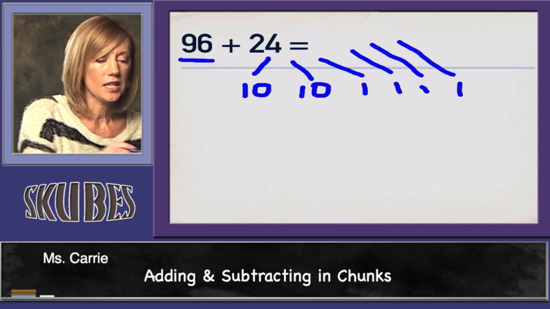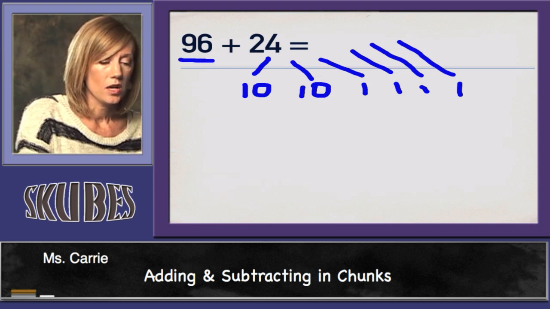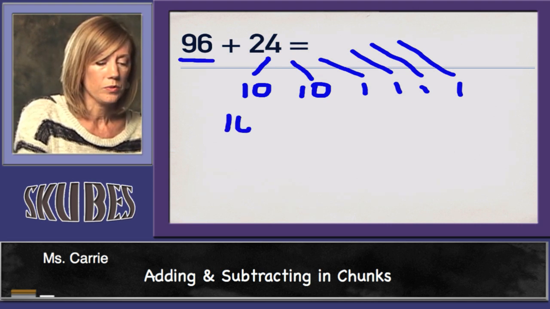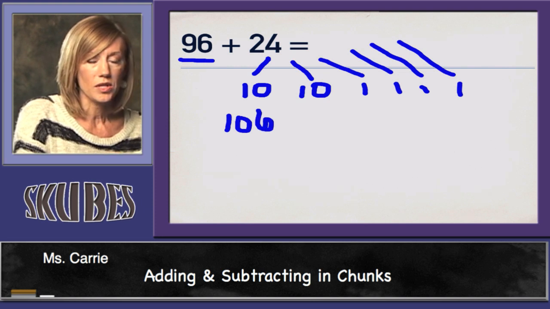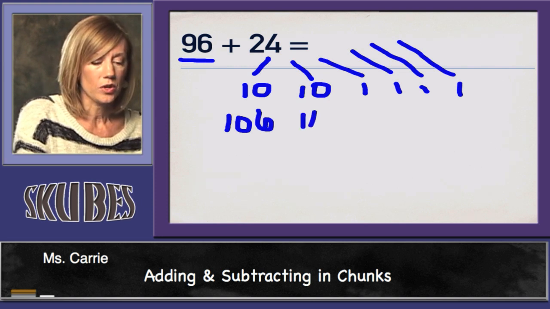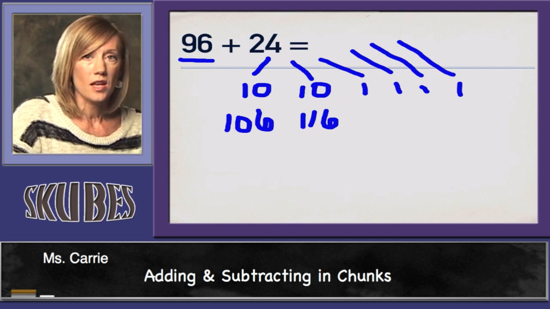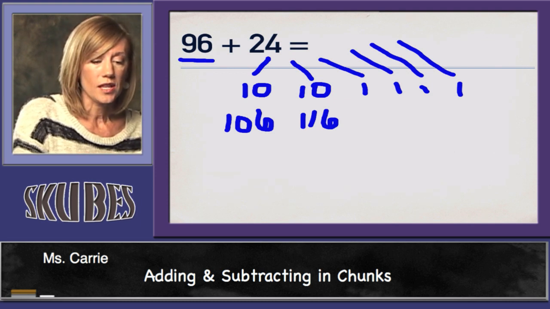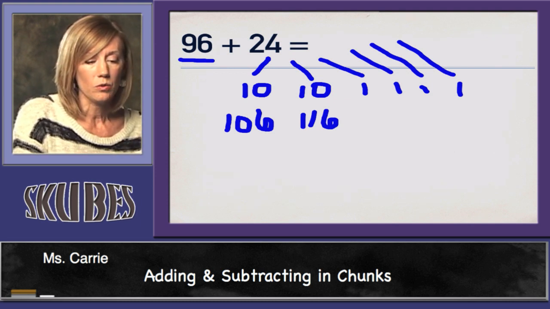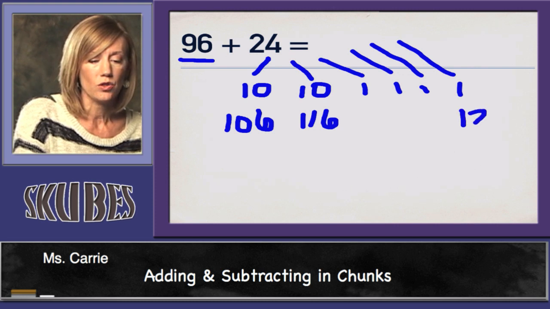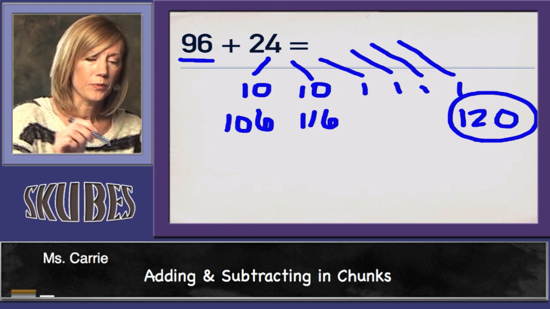So we're going to start with 96 and let's add up. 96 plus 10 would be 106, plus 10 more would be 116, and then let's add our ones. 117, 118, 119, 120. So our answer here would be 120.